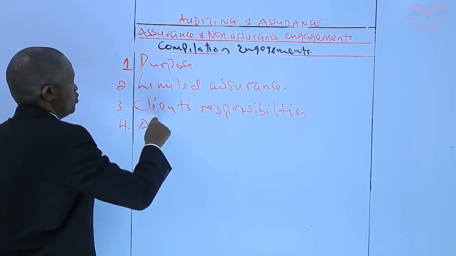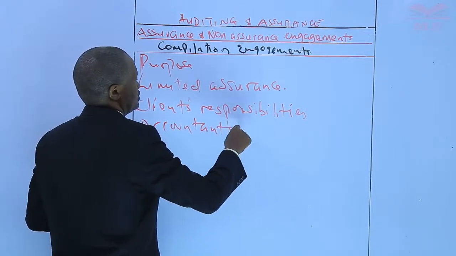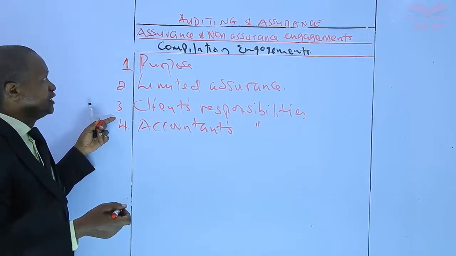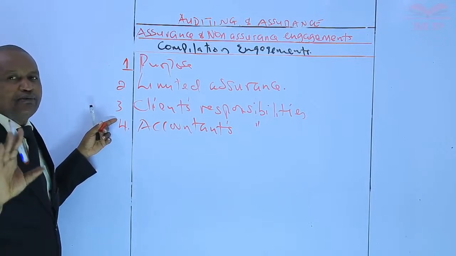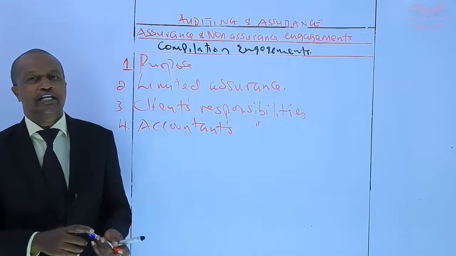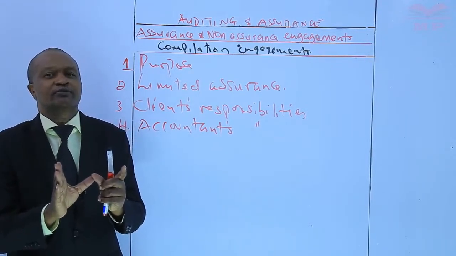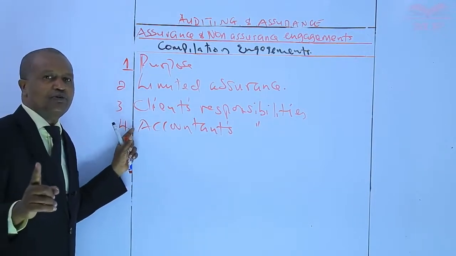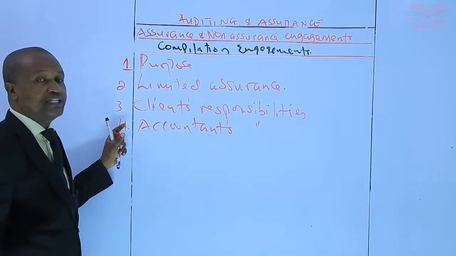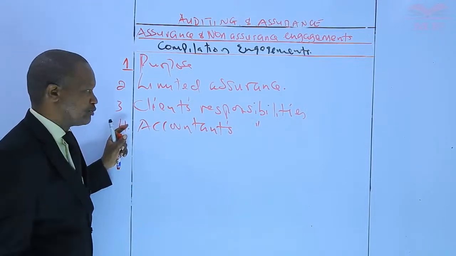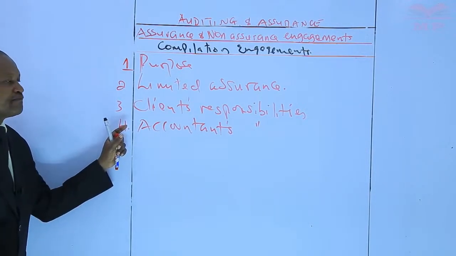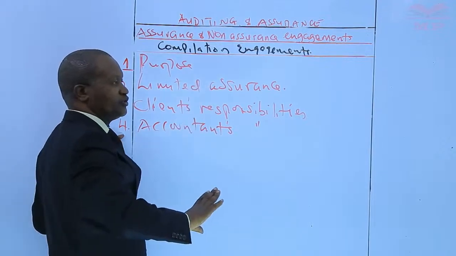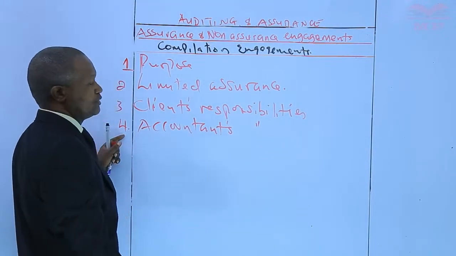Number four, what are the accountant's responsibilities? You have seen the responsibility of the client, but what are the responsibilities of the accountant? The accountant's primary responsibility in a compilation engagement is to organize the financial information provided by the client into the appropriate financial statements format. They may make adjustments for obvious errors or inconsistencies, but they do not verify the accuracy or reasonableness of the client's data. That's the responsibility of the accountant, to transform the financial information into financial statements.